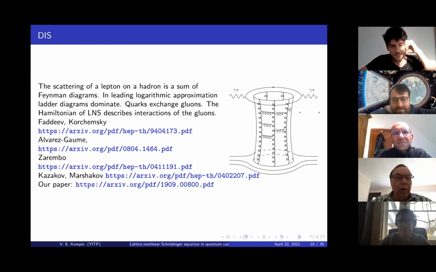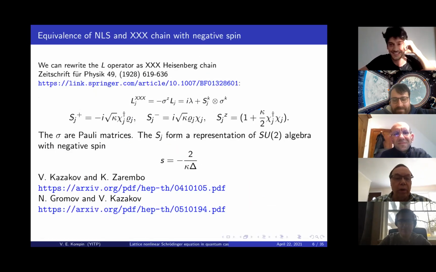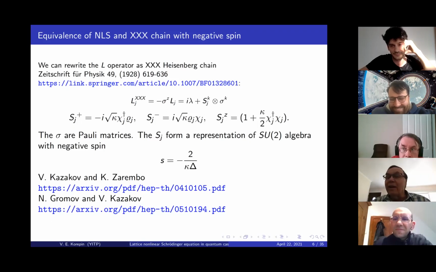Wait. He's not just. It was somewhere. Wait, let me dig here. Kozakov, Zaremba, Gromov, Kozakov. See? Yeah, just to confirm, negative spin is a legit thing. Legit, right. Thanks. Can I say a word?